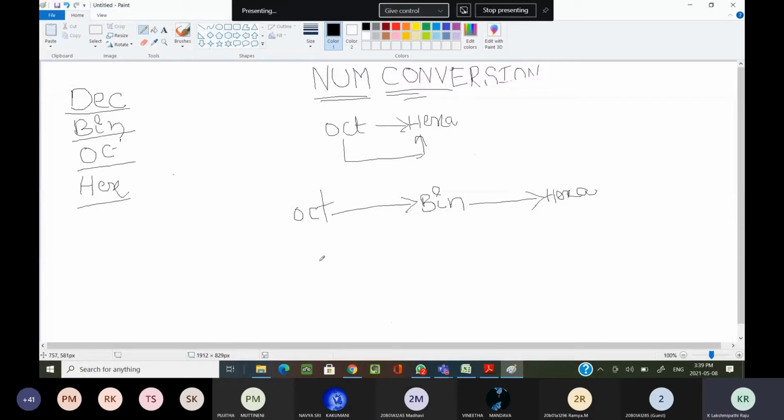What we have to do is first convert the given octal number into binary. After converting to binary, we have to convert that binary into hexadecimal. Now how many bits do we have to choose here? A 4-bit representation. Why? Because we are representing hexa, and hexa means 4-bit representation.